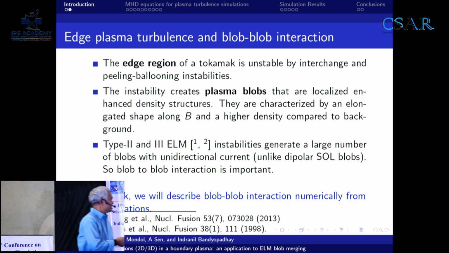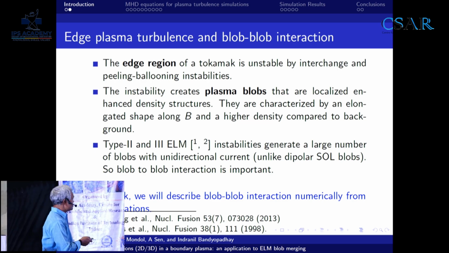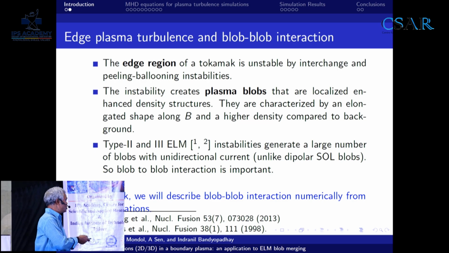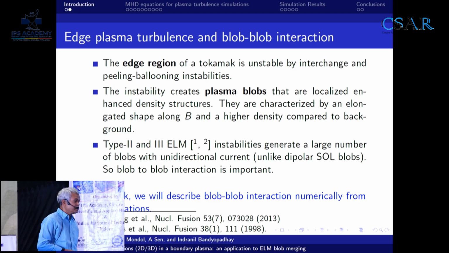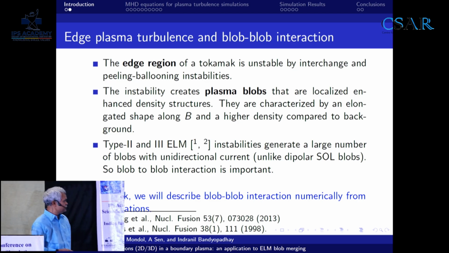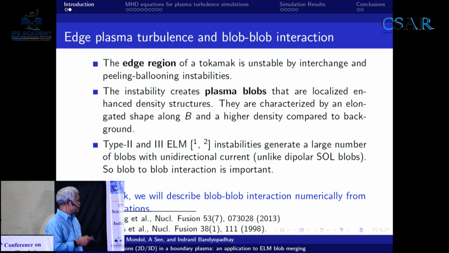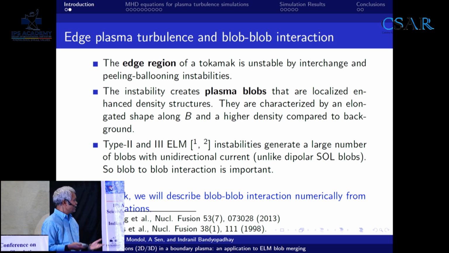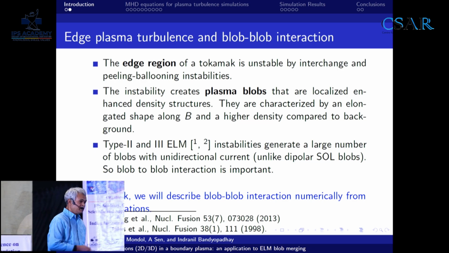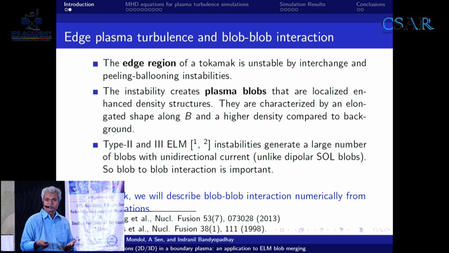What I will be talking about is the plasma blobs. These are the blobs which originate from the type 2 and type 3 ELM ejection mechanism, not type 1, because type 1 is very gigantic, where only a single blob or few blobs eject, but in type 2 and type 3, a large number of blobs comes.